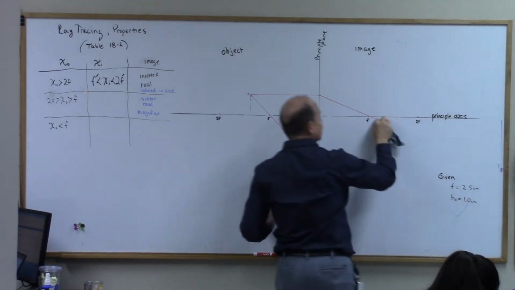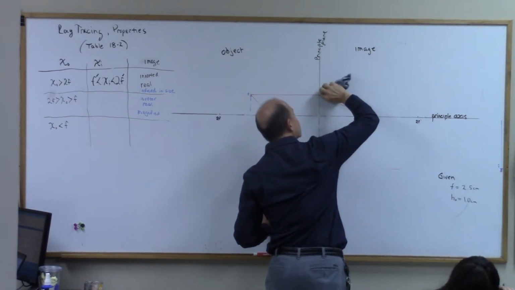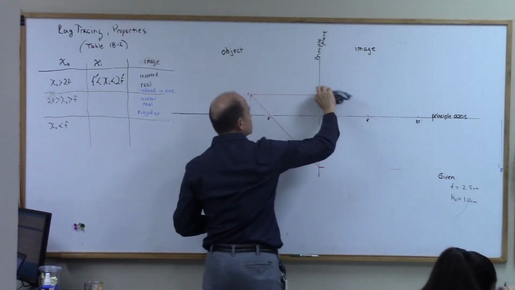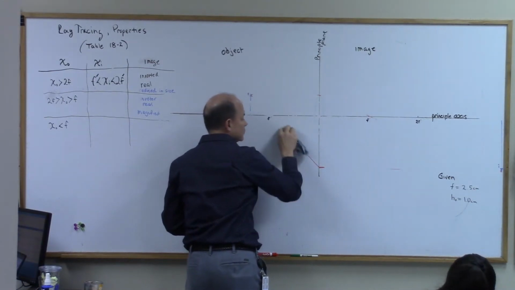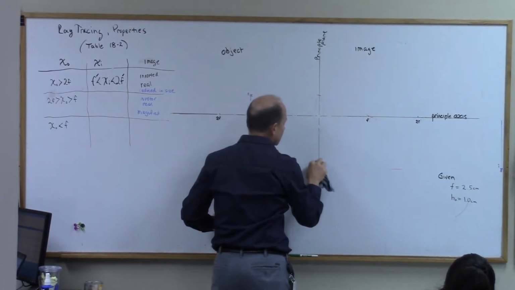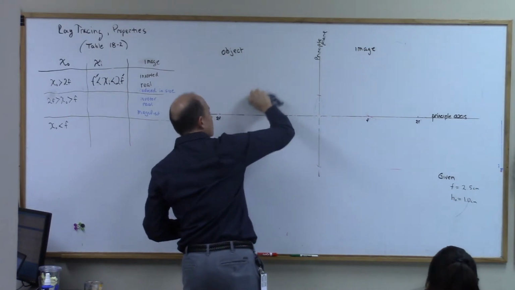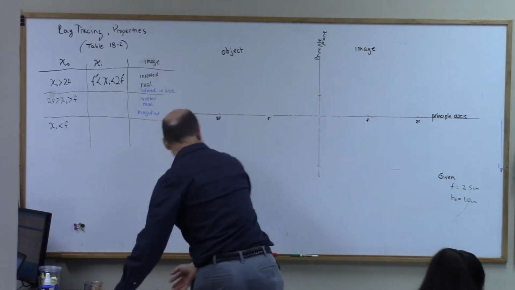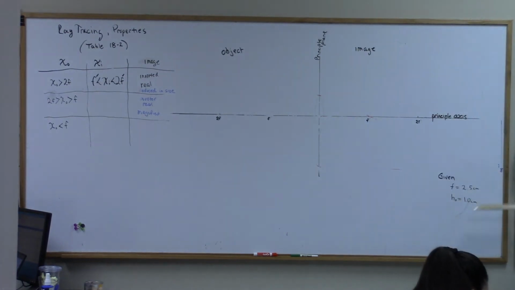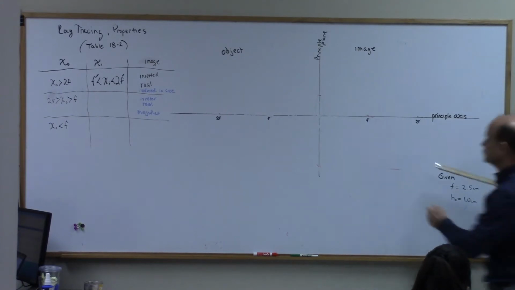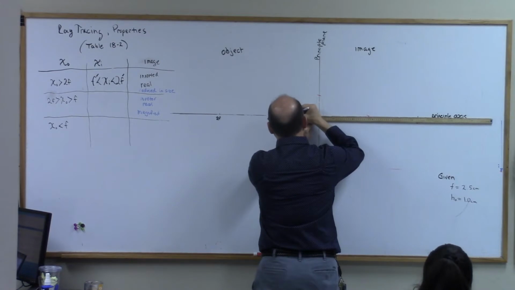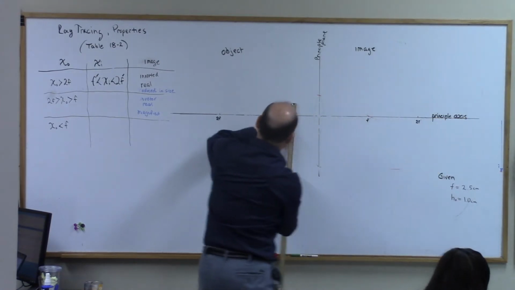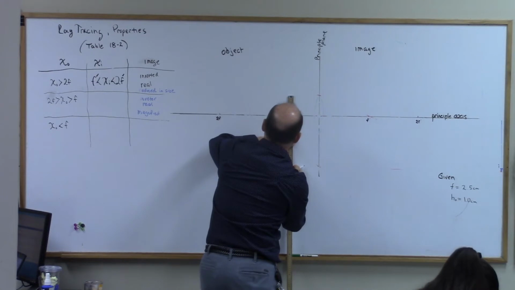Same object height, same lens. But now we're going to move the object into 1.3 centimeters. So now we're close to the lens.